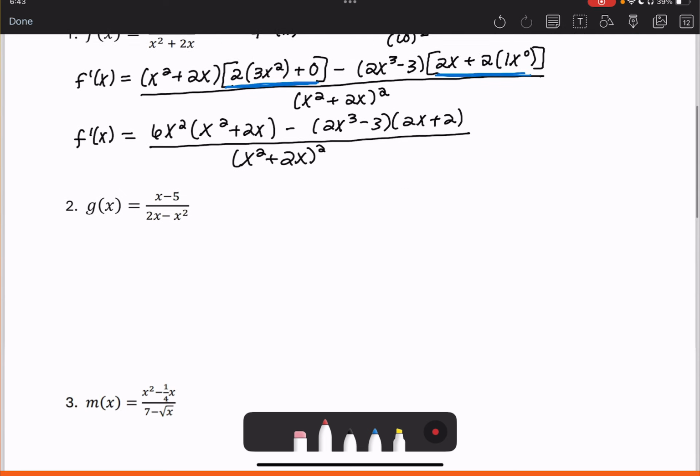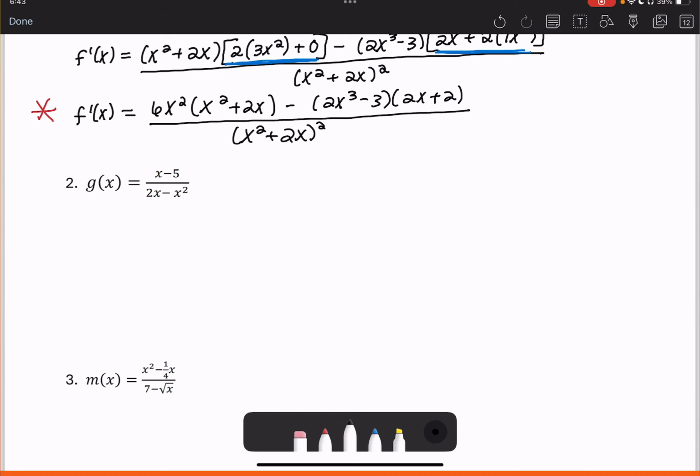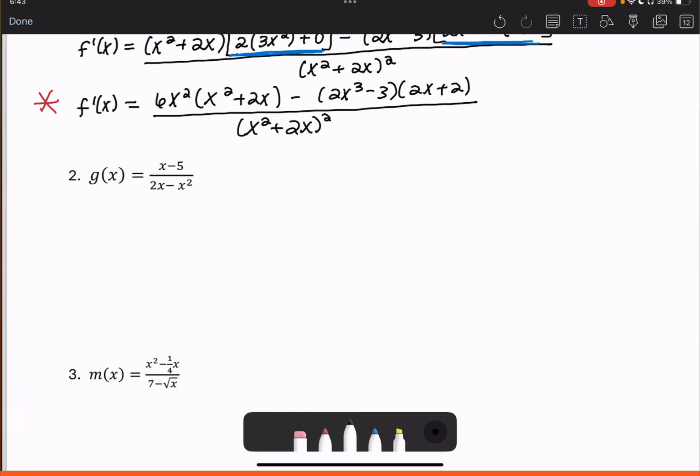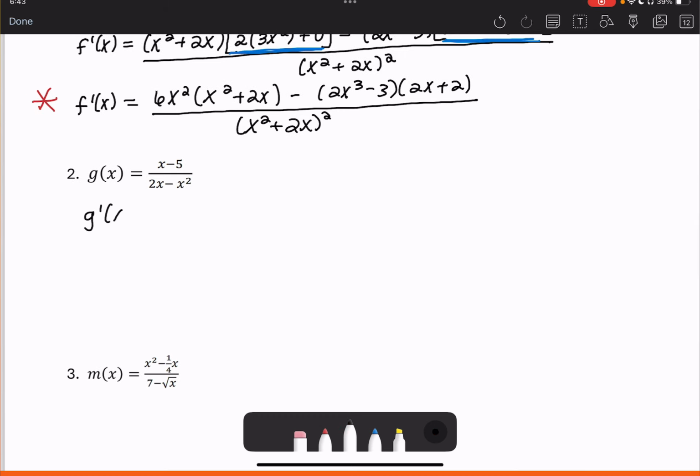All right, so let's look at our second one here. We'll go through this one a little bit quicker. We're going to just think through our low d high minus high d low over low low. So low is 2x minus x squared. D high, that is just going to be 1, right?